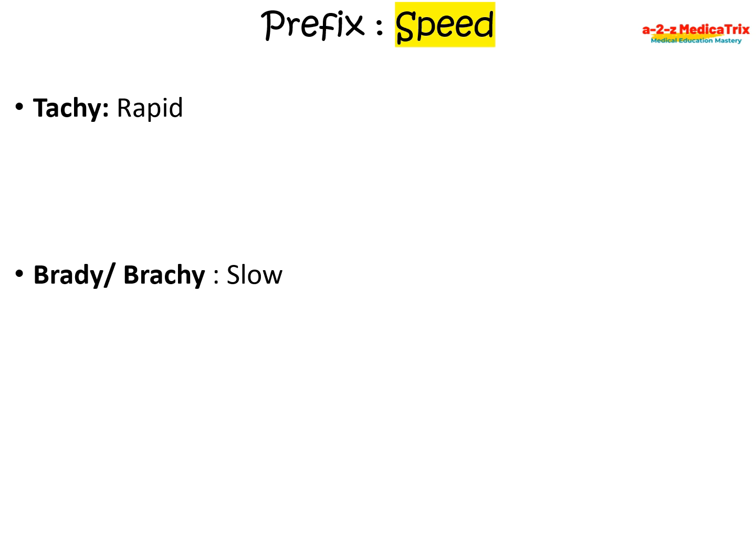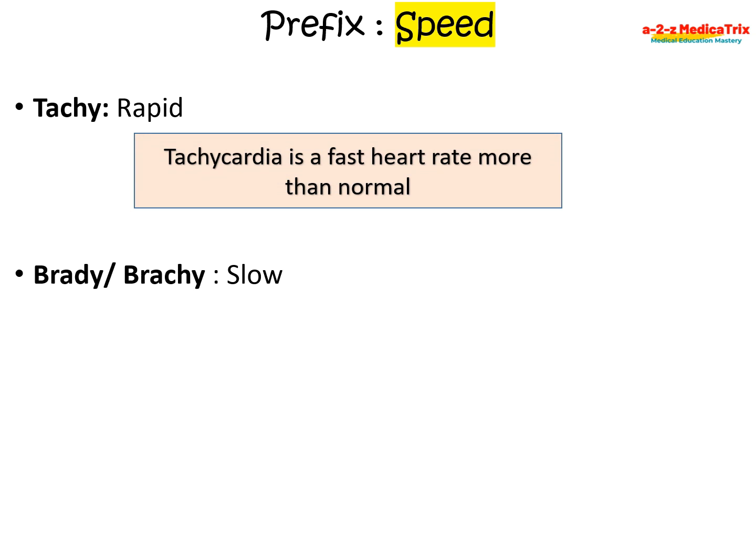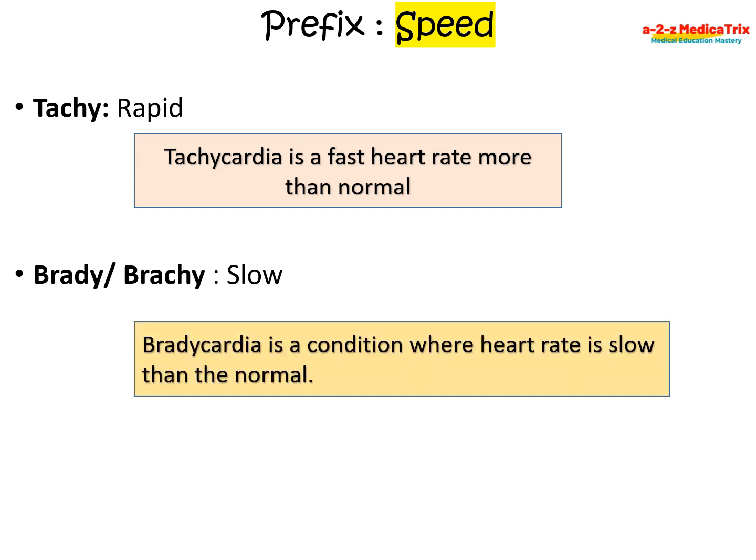So next, prefixes related to speed. Let's take simple examples of tachy and brady. Tachy means rapid. Example, tachycardia. Tachycardia means heart rate will be faster than the normal. Then brady or brachy. Let's take the example bradycardia. So heart rate will be slower than the normal.